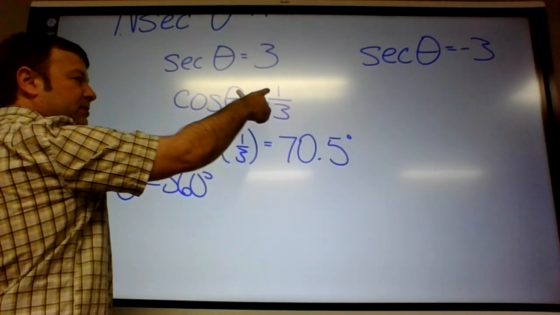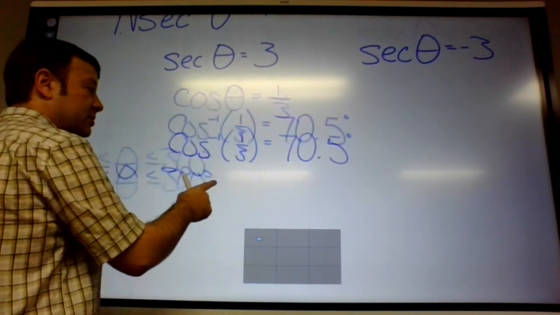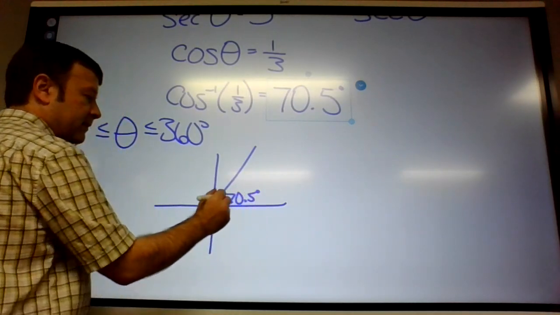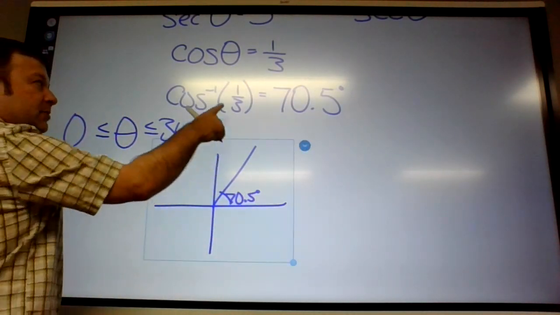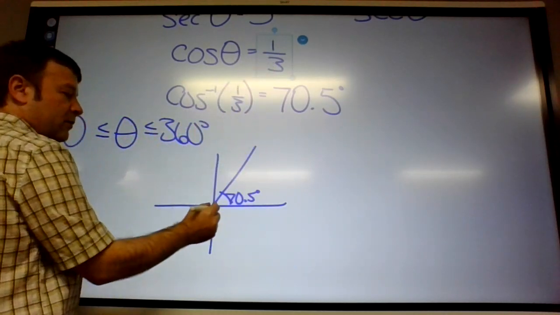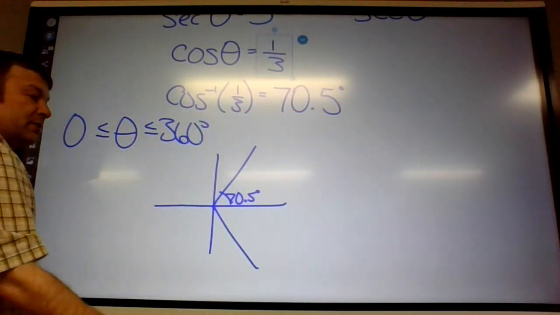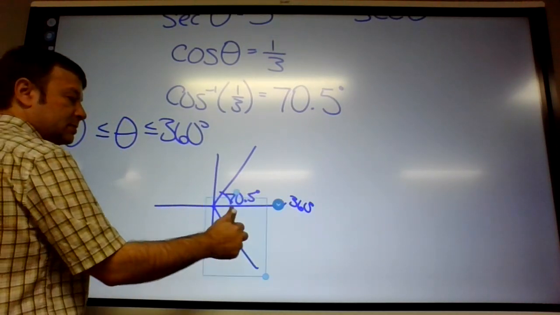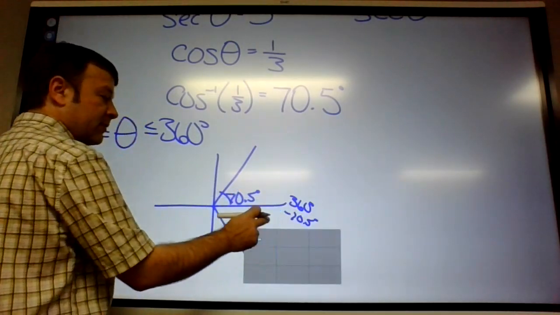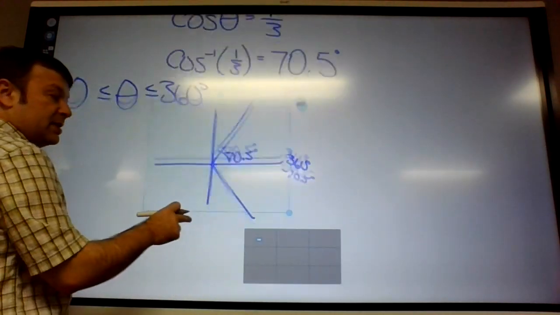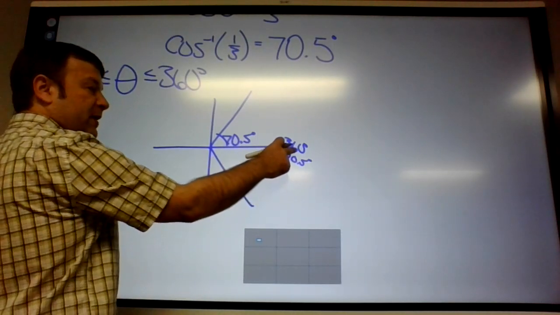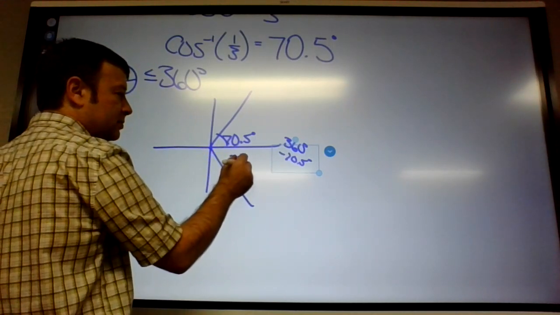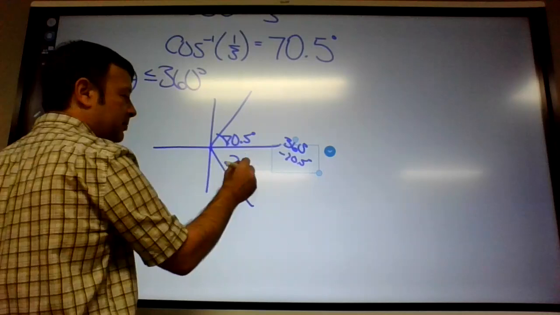Where else does cosine equal something positive? This is a first quadrant angle, right? So basically 70.5 degrees is our reference angle. What other quadrant does cosine equal a positive value? Fourth quadrant. So how do we find the fourth quadrant angle? We subtract it from 360. 360 minus 70.5. 70.5 is our reference angle. It tells us how far we are from the x-axis. So in this quadrant, it's going to be 70.5 away from 360. So what is that? 289.5.